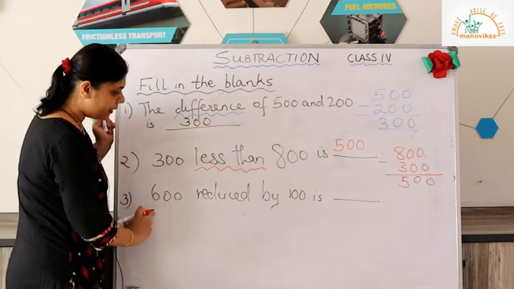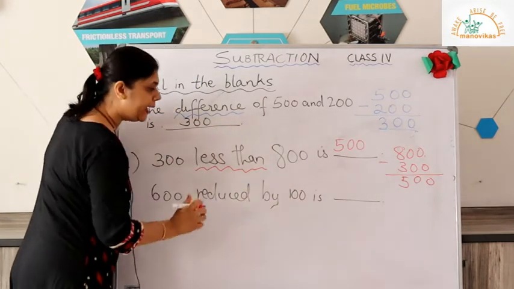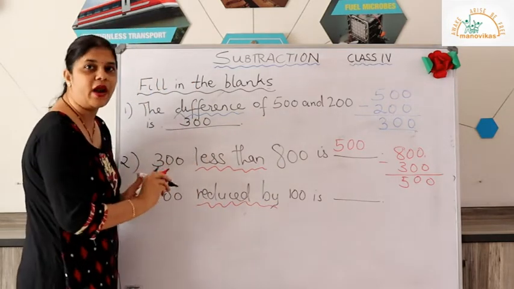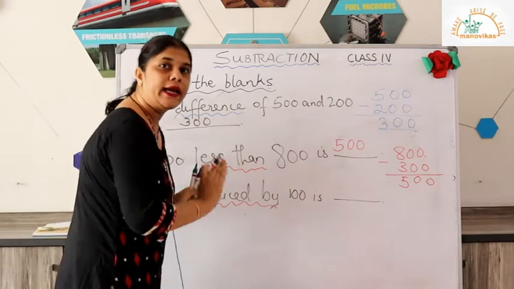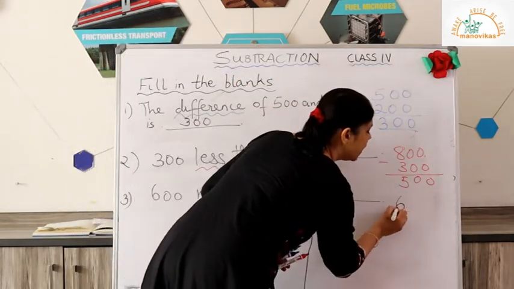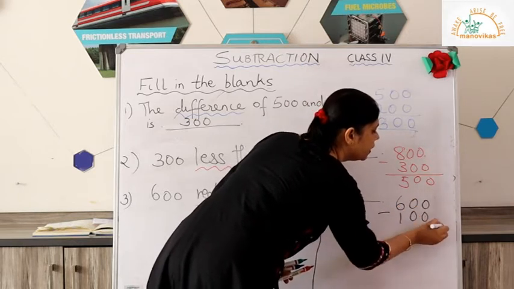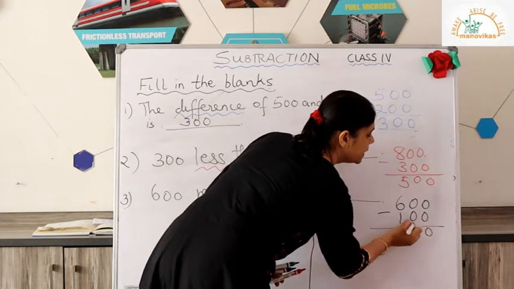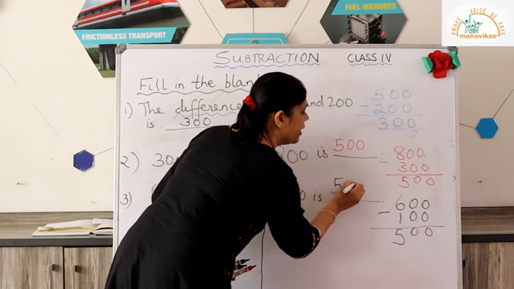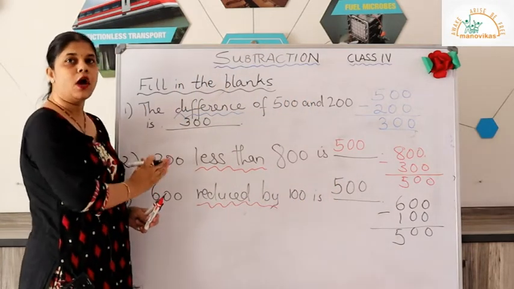Now 600 reduced by 100. Now again the word reduced by means subtraction. So children, again you have to minus the smaller number from the bigger number. So 600 minus 100. What will be the answer? 6 minus 1, 5. So 500 again is the answer here. Please check your answers, children.